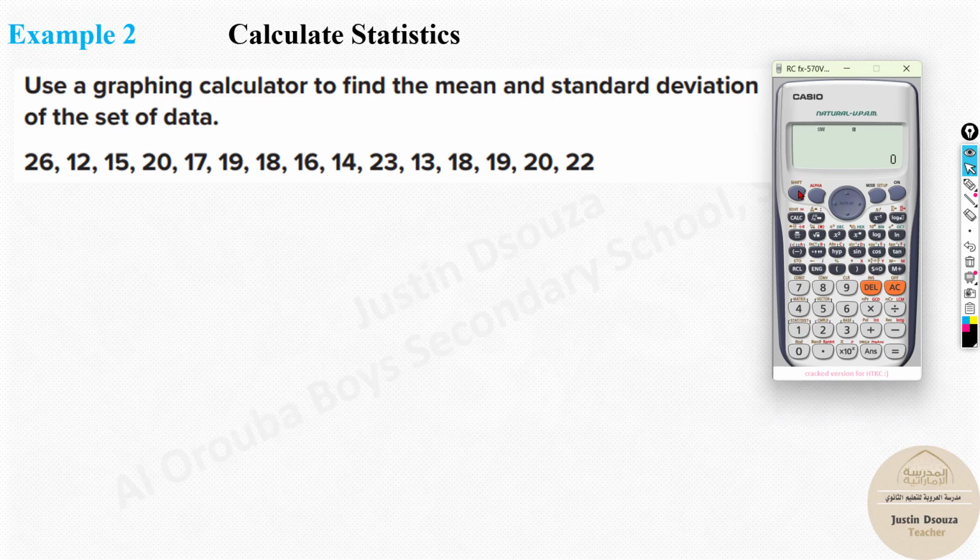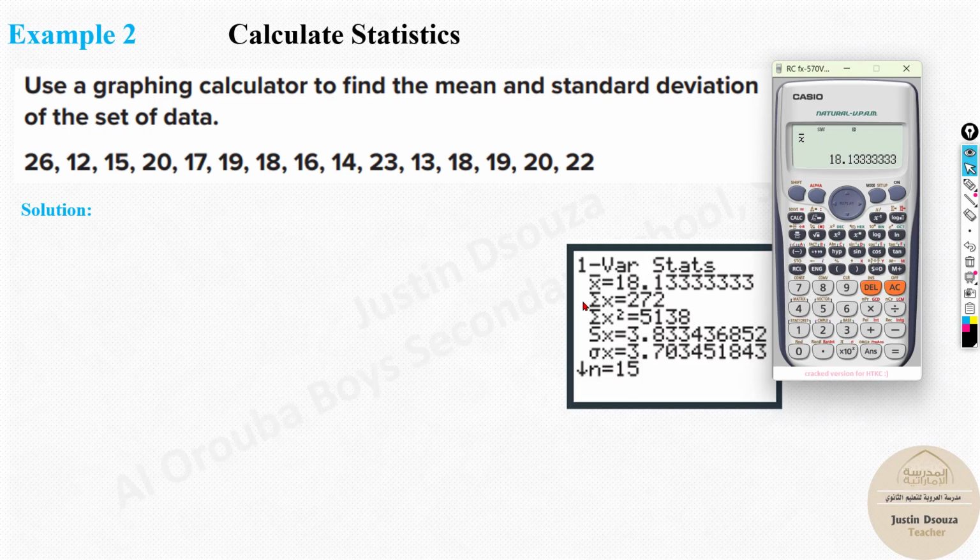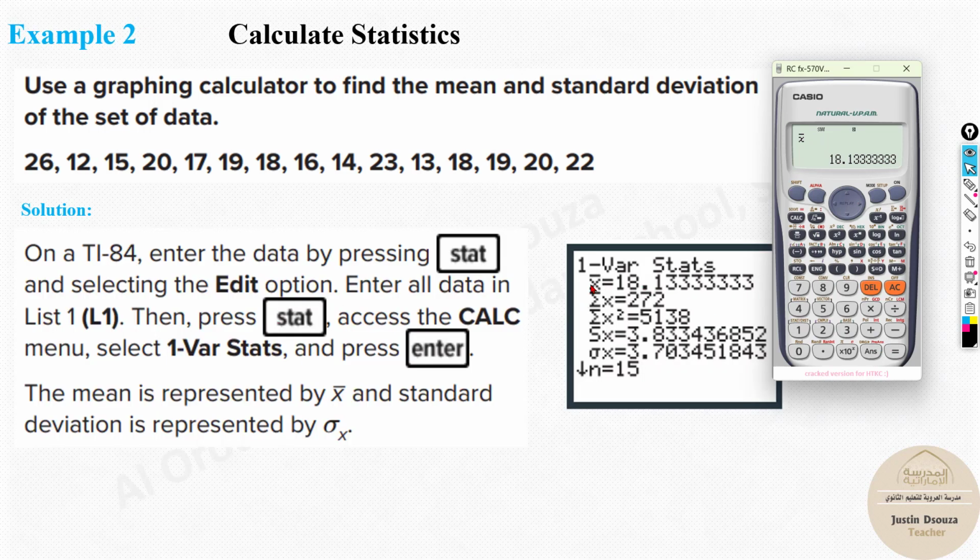They're saved. Shift 1, 4. Option number 2 gives you the mean. Is it 18.13? Yes, the mean is 18.133. And shift 1, 4, and then option number 3 gives you the standard deviation. That's 3.7. This is the standard deviation we use, and in a graphing calculator you get all these results at once.